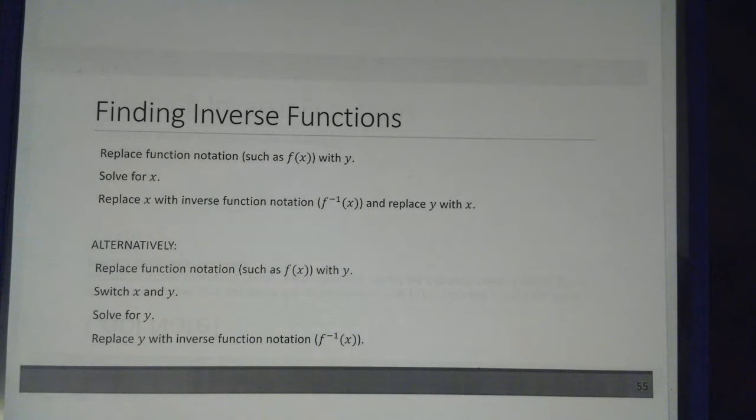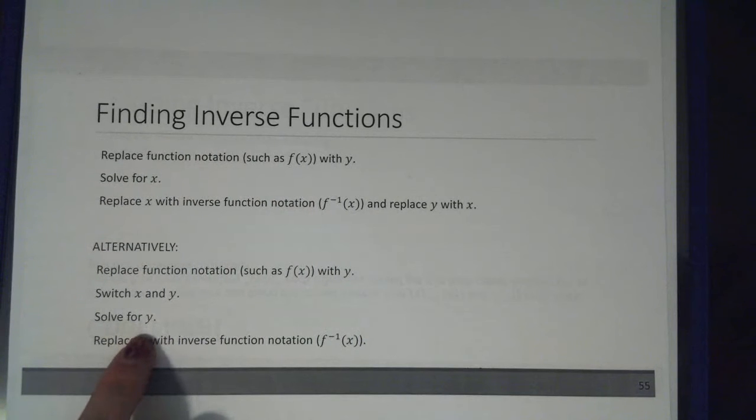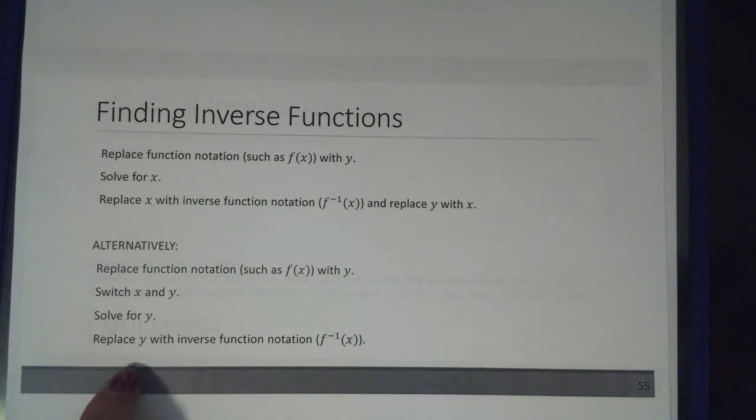The way I was taught in school, and a lot of my students say they remember this bottom way: they replace the function notation, f of x, with y. So that's the same no matter what. From there, switch the x and y. It feels weird, but it'll be okay. Where you see an x, it's now a y. Where you see a y, it's now an x. Then we're going to solve for y. We're going to get the y by itself. Once that happens, we can replace y with the inverse function notation, f inverse of x.